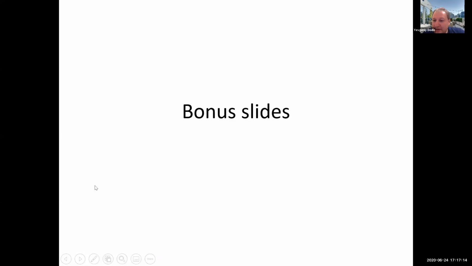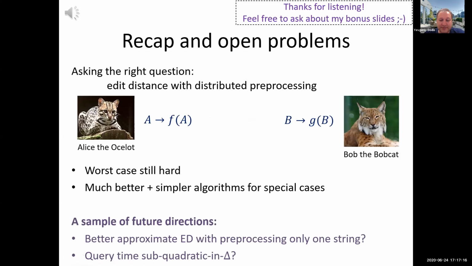Let's see. What about communication complexity? Great. That's a great question about communication complexity. You can ask what happens if you restrict the pre-processing to something small. I'm not sure I know a good answer.